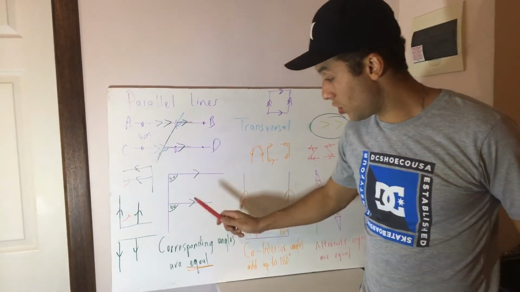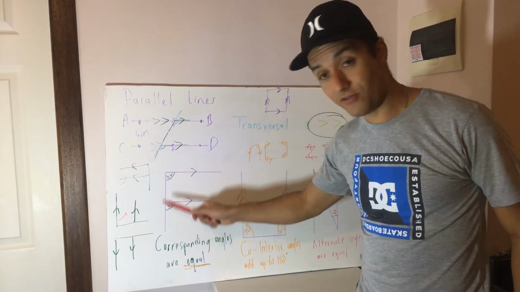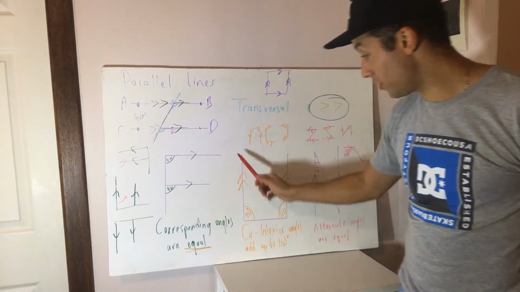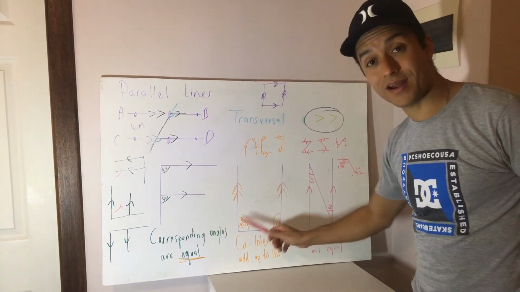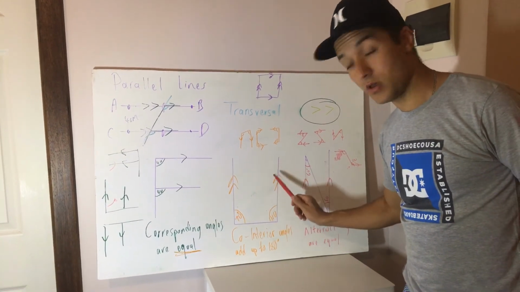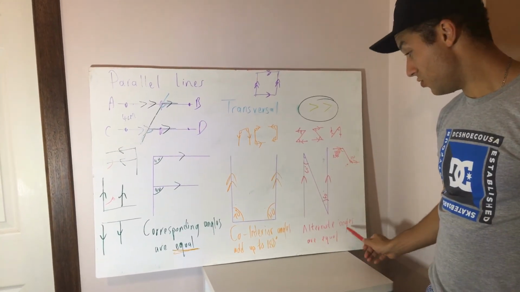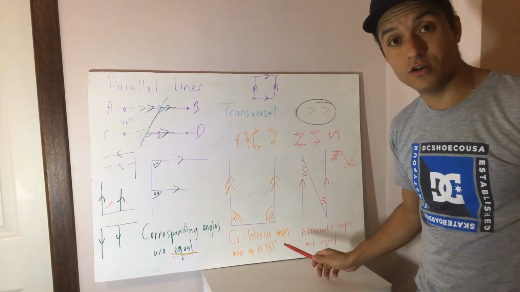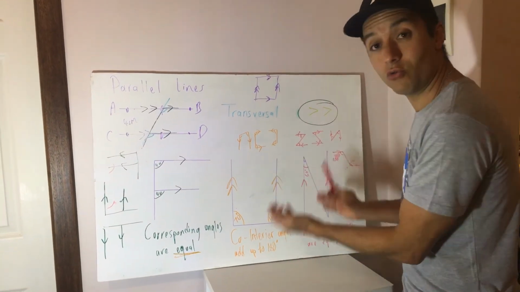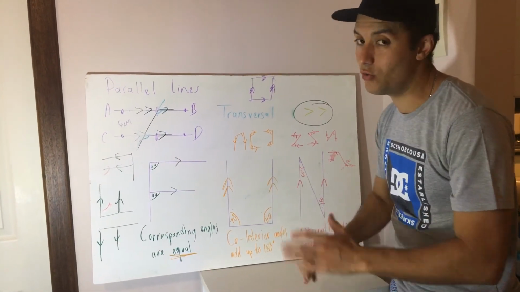Corresponding is an F, angles are equal. Co-interior, add up to 180 degrees, and it's a U. And alternate are equal. You have to take these things down. Okay, so you're going to write this all down in your books and make notes. That's all we're doing for Friday.